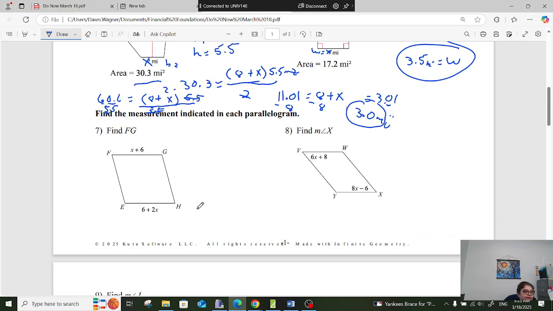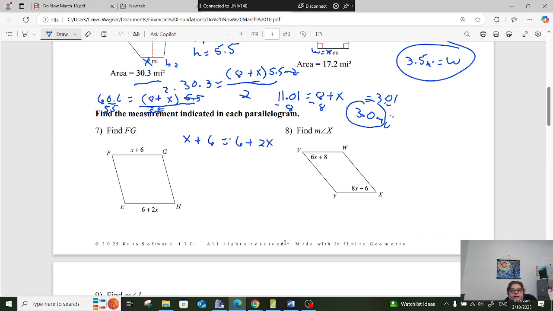So number 7. Find FG. And this is a parallelogram, right? What do we know about opposite sides of parallelograms? They're congruent, right? So if they are congruent, how will I set up the algebra? I set them equal, right? X plus 6 equals 6 plus 2x.